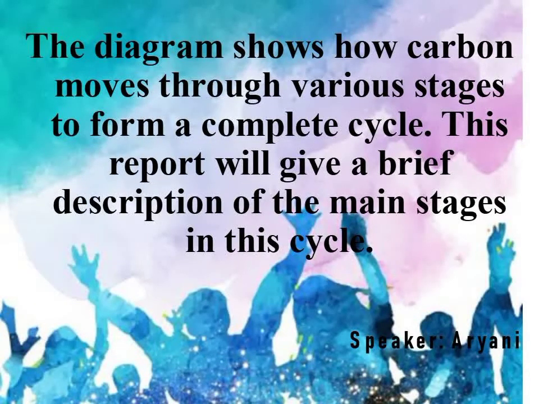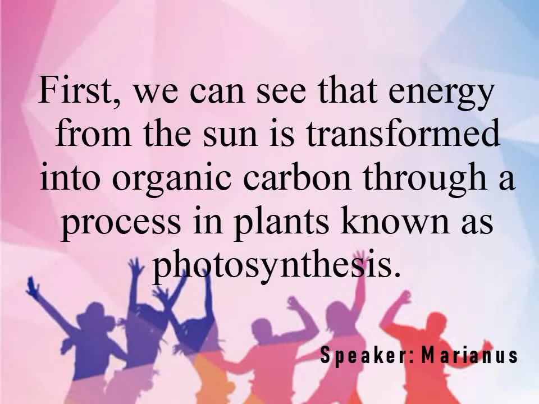The diagram shows how carbon moves through various stages to form a complete cycle. This report will give a brief description of the main stages in this cycle. First, we can see that energy from the sun is transformed into organic carbon through a process in plants known as photosynthesis.